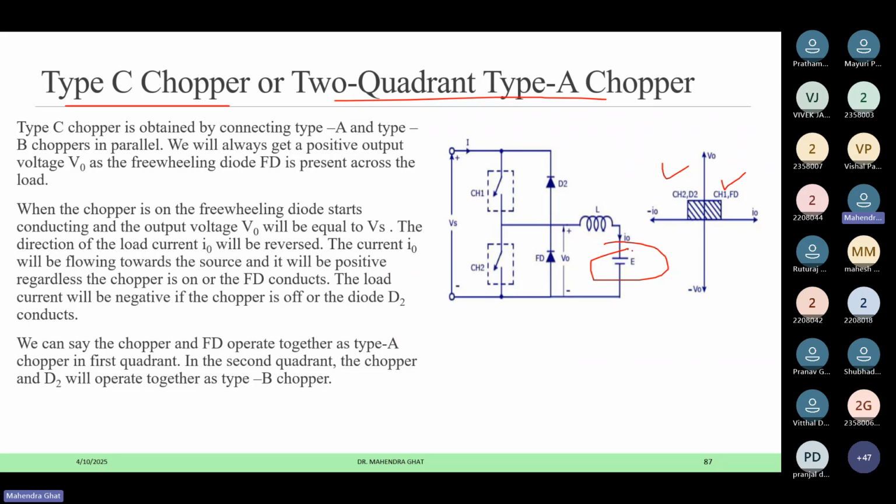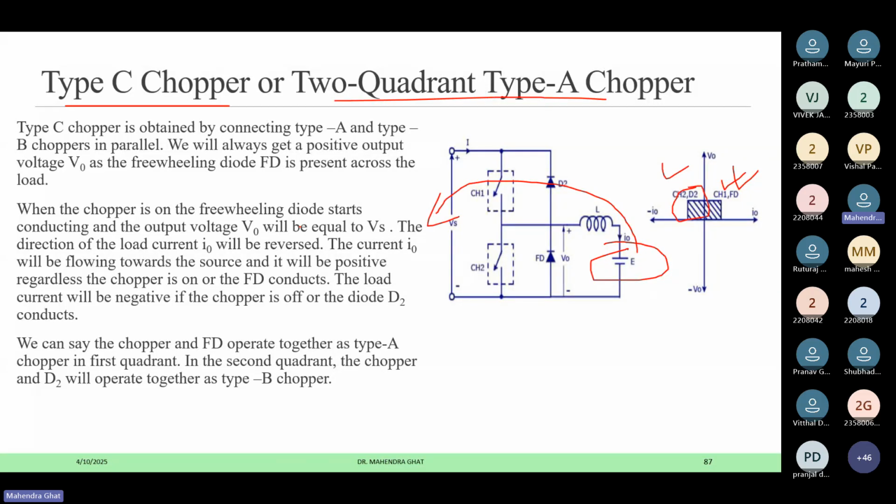So if I want to run the motor, I can operate in the first quadrant. And if I want to brake the motor, then instead of wasting the power in the braking, I can take that power and send it to the source. So that will operate in the second quadrant.